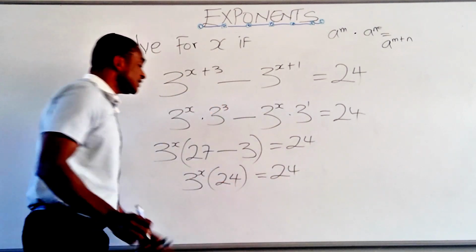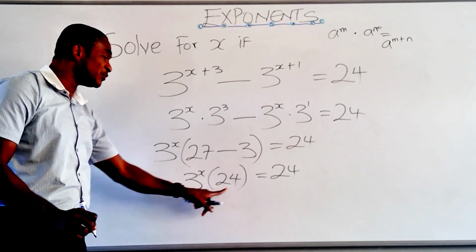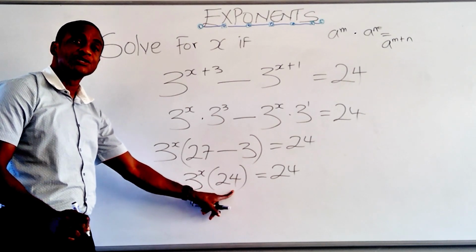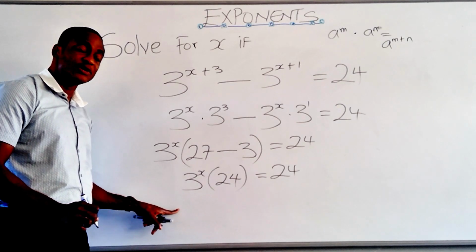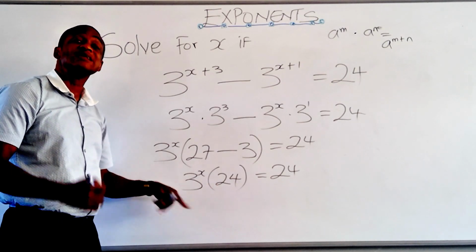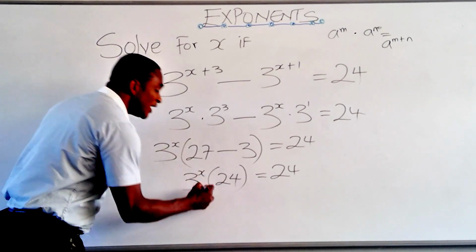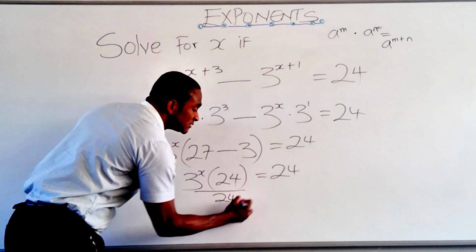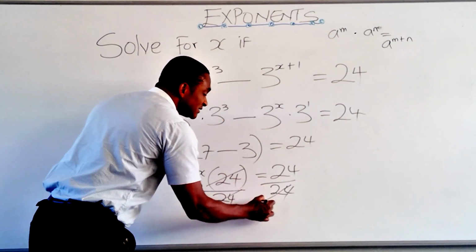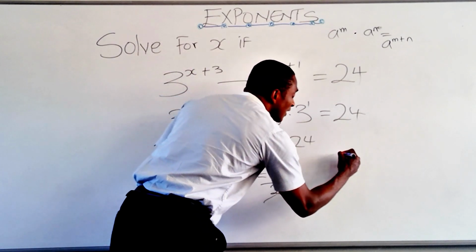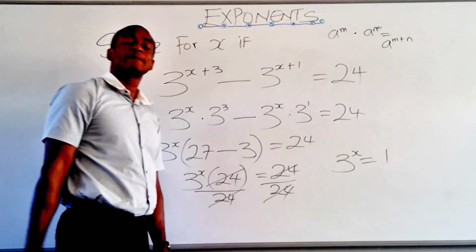Please do not make the mistake of multiplying exponents with ordinary numbers. If an ordinary number is attached to an exponent, treat that ordinary number as a coefficient. So in this case, 24 will serve as a coefficient. So if we divide either side by 24, we will have 3 exponent x is equal to 1.